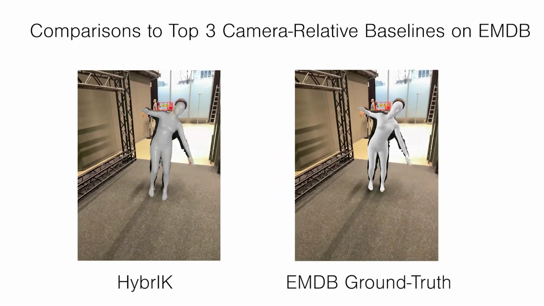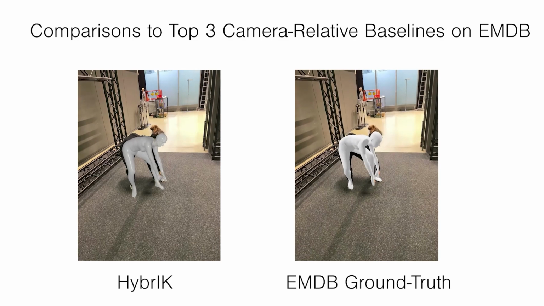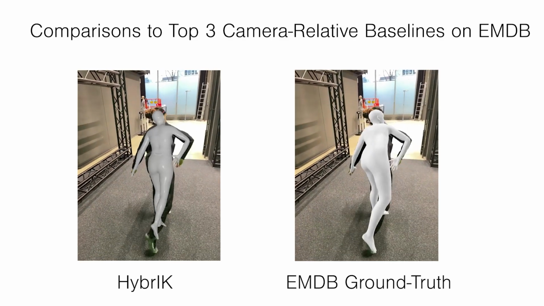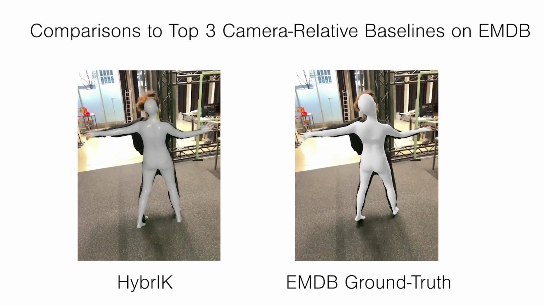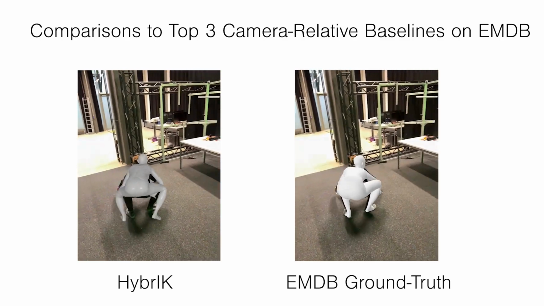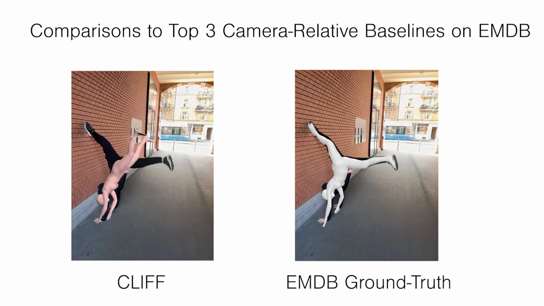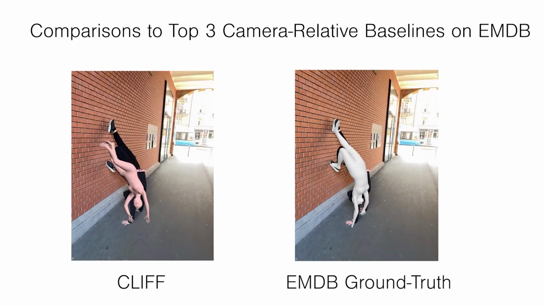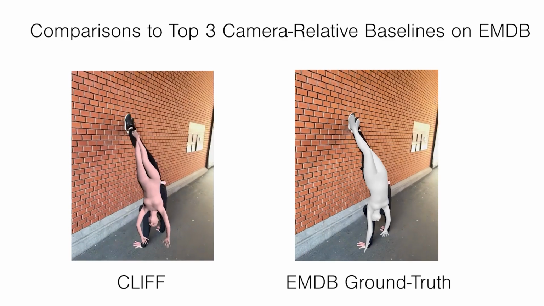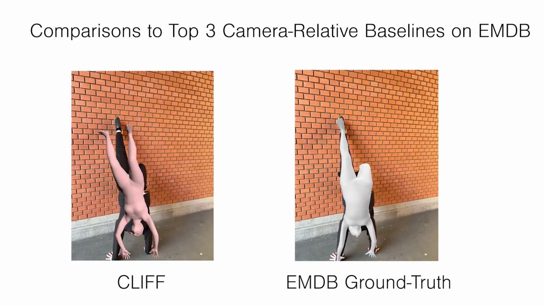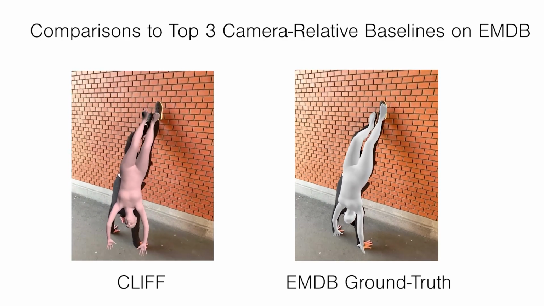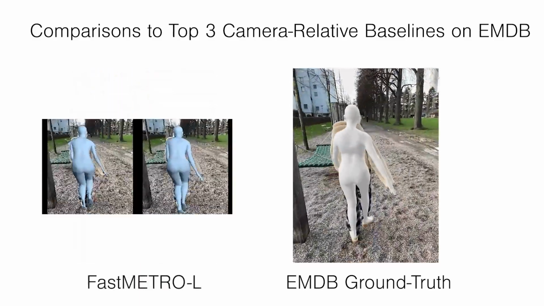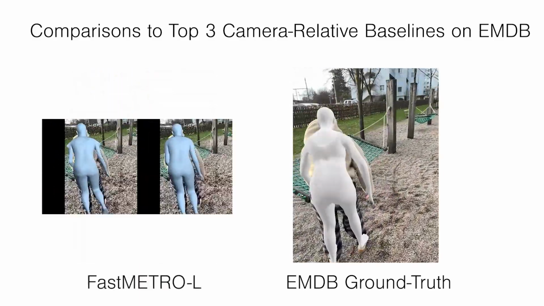We evaluate recent state-of-the-art camera-relative pose estimation methods on EMDB and highlight the performance of the top 3 methods here. We see that despite impressive progress in recent years, there is ample space for improvement for future research. All these results were obtained by supplying ground truth bounding boxes to the respective method.